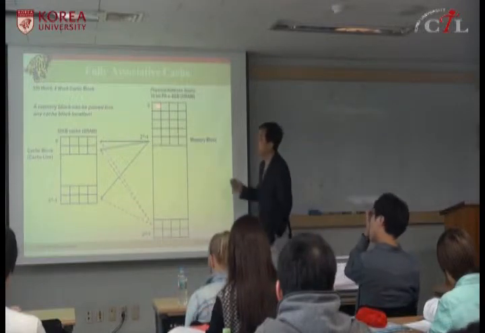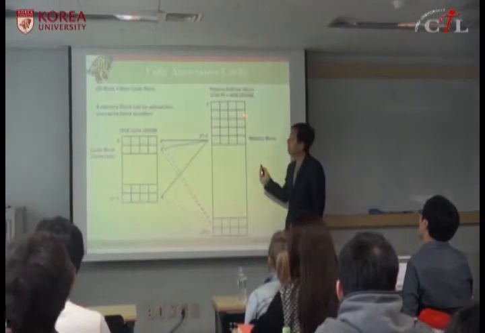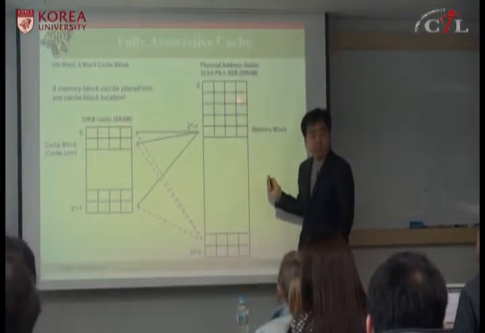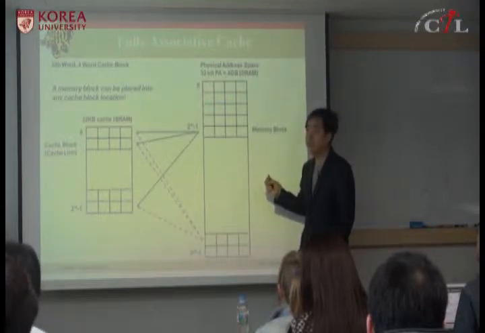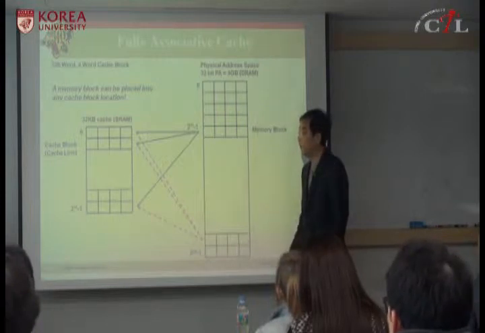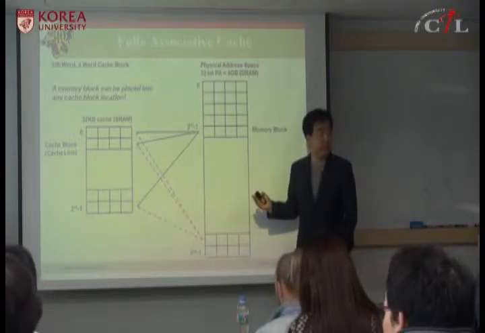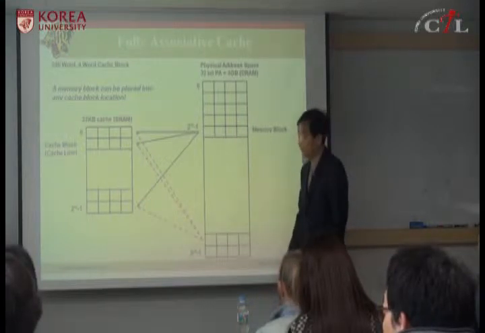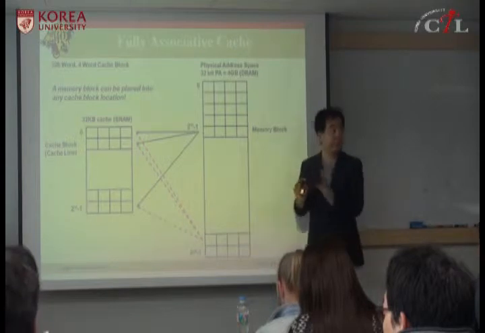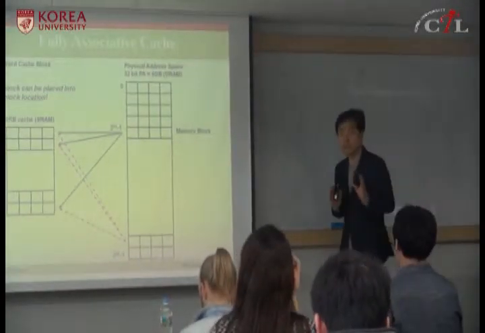So we divide main memory into blocks the same size as the cache block. You can view memory as a collection of memory blocks, and cache as a collection of cache blocks. I'm reviewing this material because some of you missed the previous lecture.